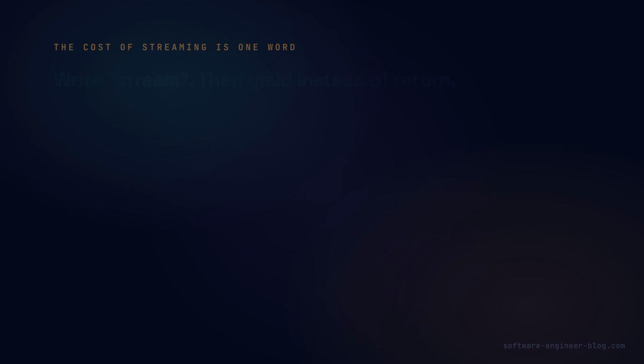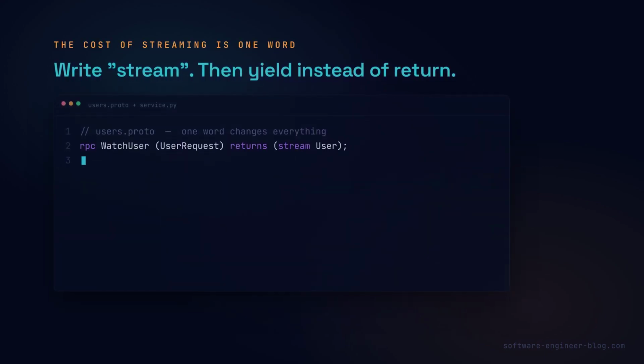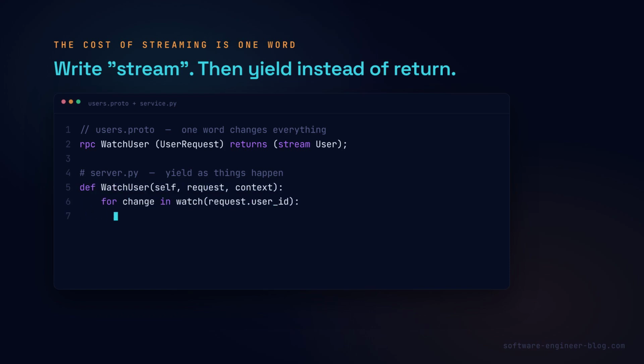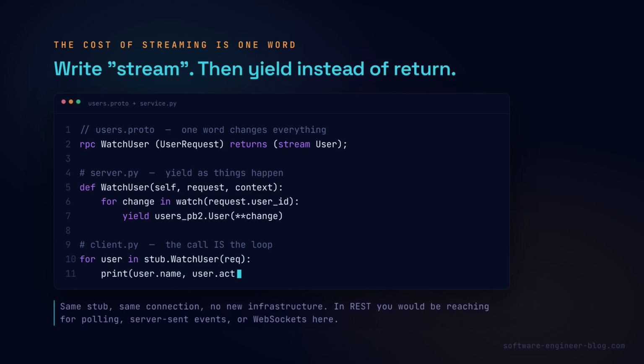And the code cost of all that is one word. In the contract, you write the word stream in front of the return type. Now, on the server, you yield values as things happen, instead of returning once and hanging up. And on the client, the call is simply a for loop. You walk the responses as they arrive. Same stub, same connection, no new infrastructure to run. That is the moment gRPC stops being a faster REST and becomes a genuinely different tool.